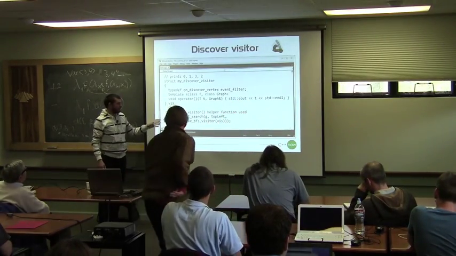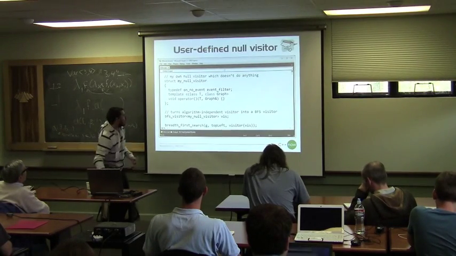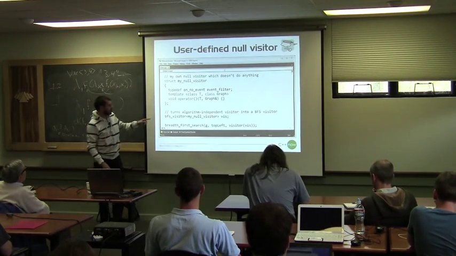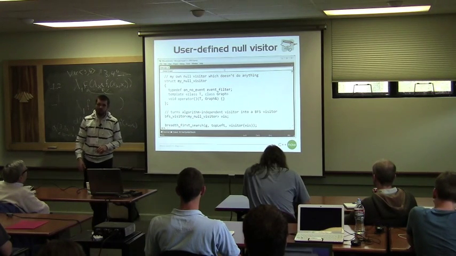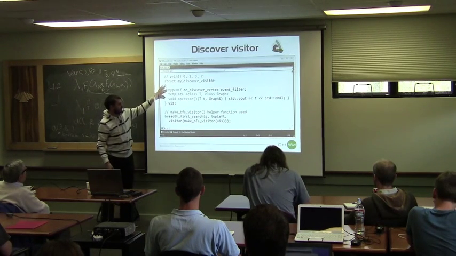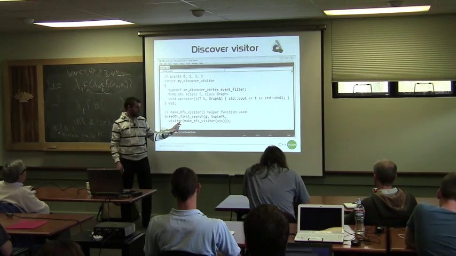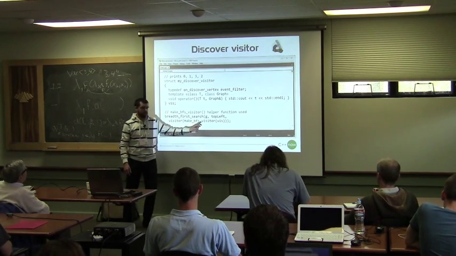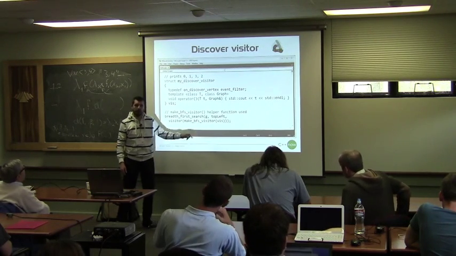There's something else which is maybe interesting. You have seen on the previous slide that I wrapped my null visitor here with that BFS visitor class. I don't need to do this. There's a helper function provided. So if I want to use this visitor here with the breadth first search function, I can just call a function like make BFS visitor. Why is this function required?